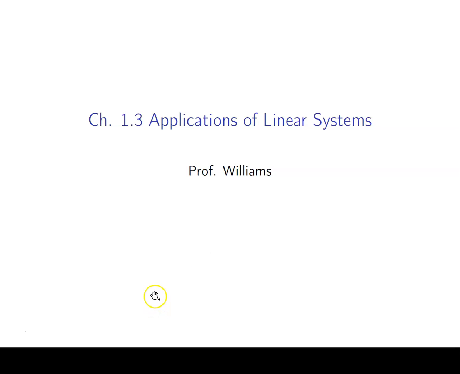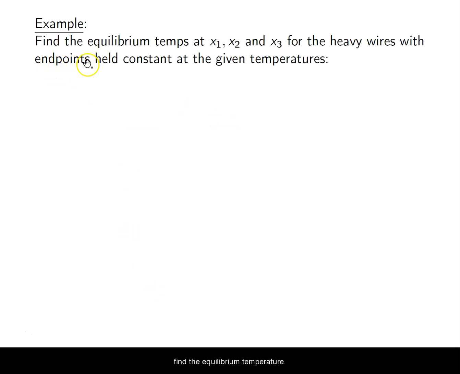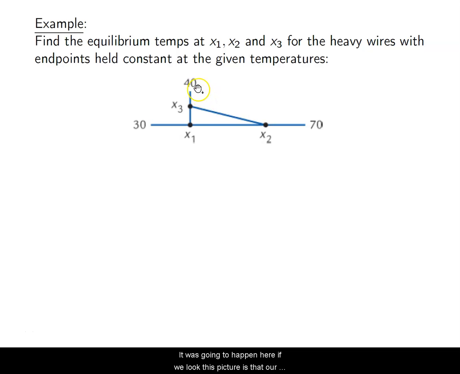Okay, so for our first example, we're going to try to find the equilibrium temperatures of different heavy wires that have constant temperatures at their endpoints. If we look at this picture, our wires are here, and they are connected at what we like to call nodes. The endpoints of the wires are held at a constant temperature. This temperature is 30 degrees. This temperature is 40. This is 70, and it's held constant.